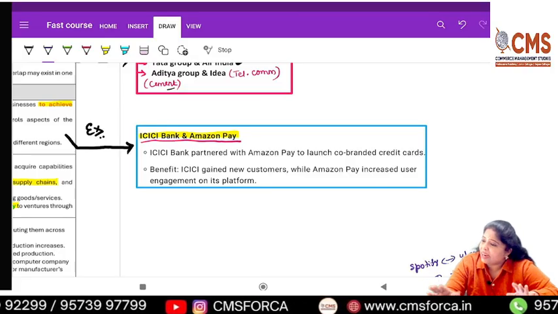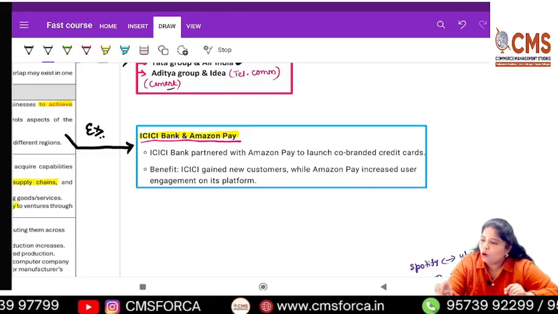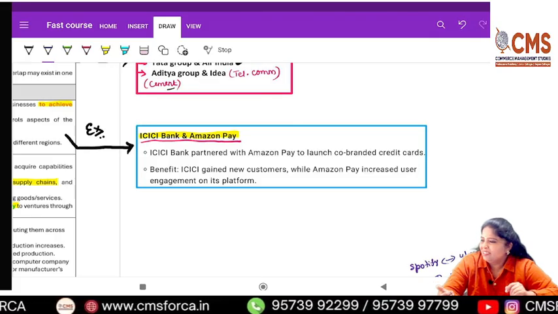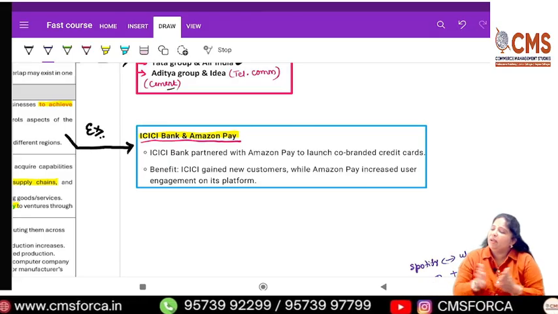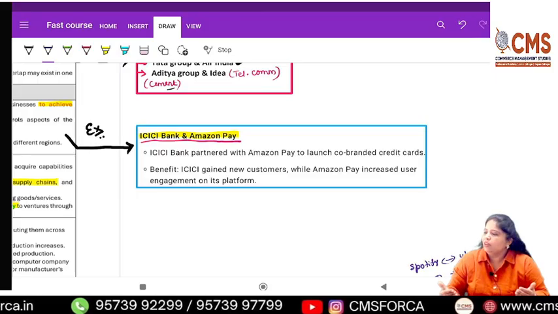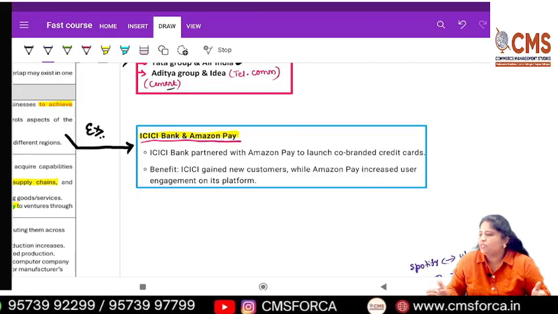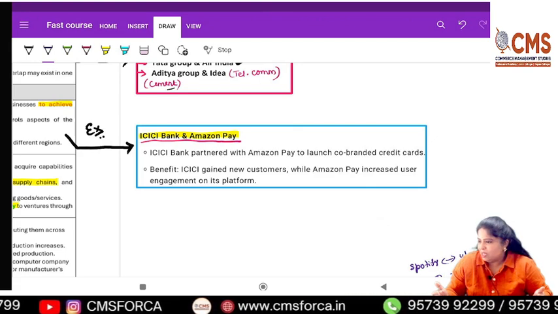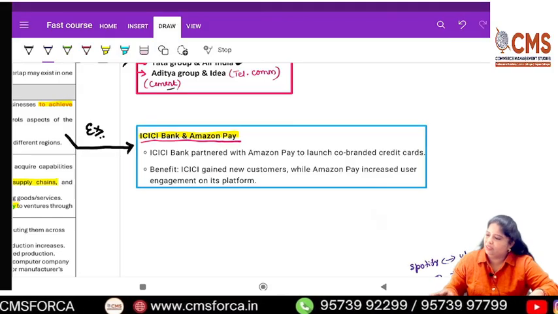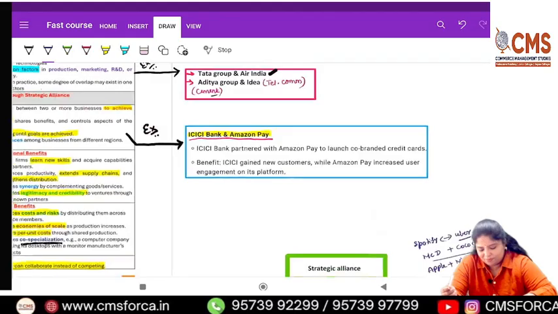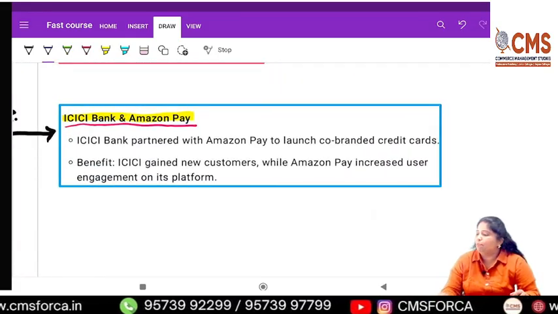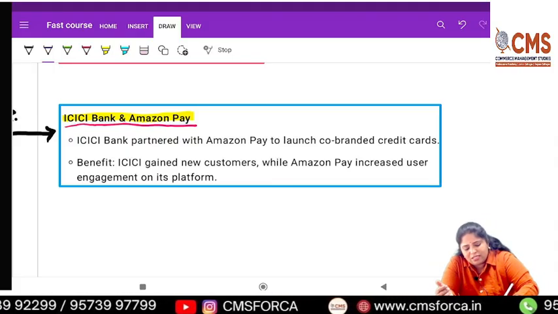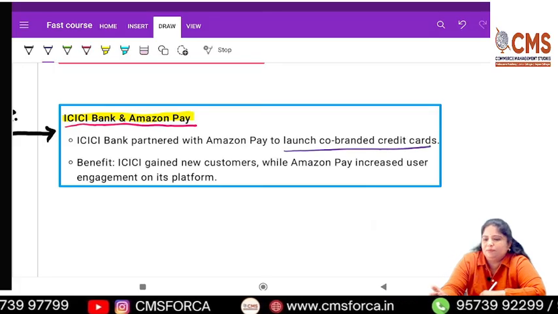So right now they are in an alliance, let's say, but tomorrow vertical integration is possible, right? They may have a vertical integration, making their alliance more permanent rather than temporary. But again, is it for a lifetime? We can't give lifetime assurance for any kind of association. But it has more permanency when compared to an alliance. So here we have one example you can quote: ICICI Bank and Amazon Pay. Together they launched a co-branded credit card.